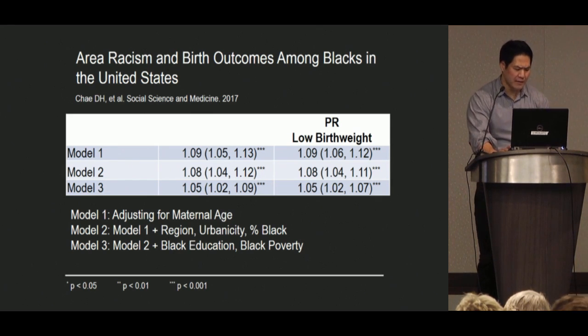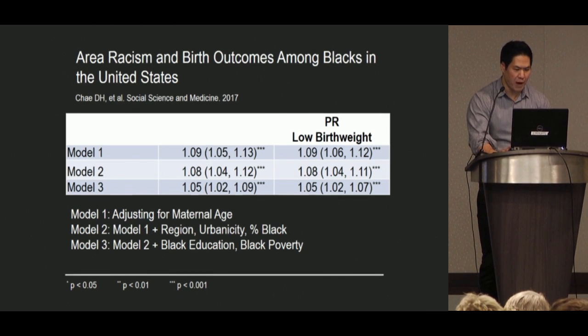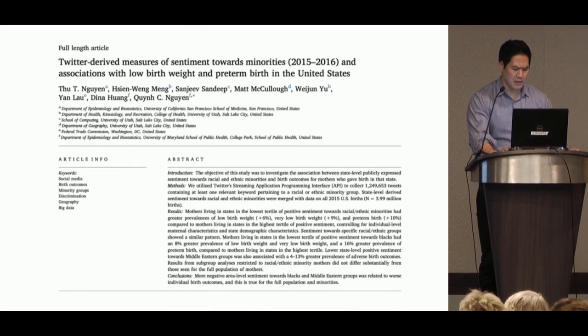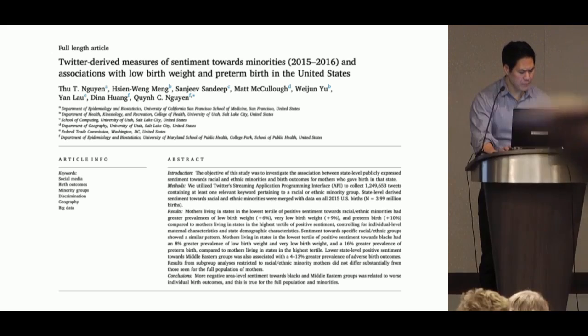Others have also started to look at data from the internet to capture underlying population attitudes. For example, this is a map of social media data, specifically of homophobic tweets, with those areas that are lit up in red having a higher concentration of homophobic tweets. Tu Nguyen and colleagues conducted sentiment analysis on almost 1.25 million tweets, and she found that those states with less positive racial minority sentiment, as indicated by tweets, had a greater prevalence of low birth weight and preterm birth.